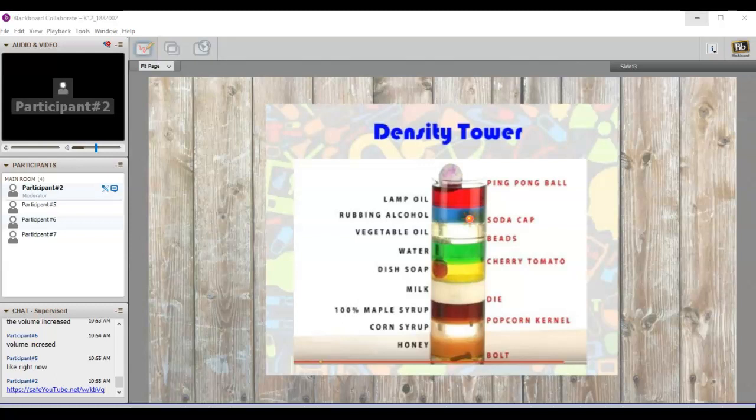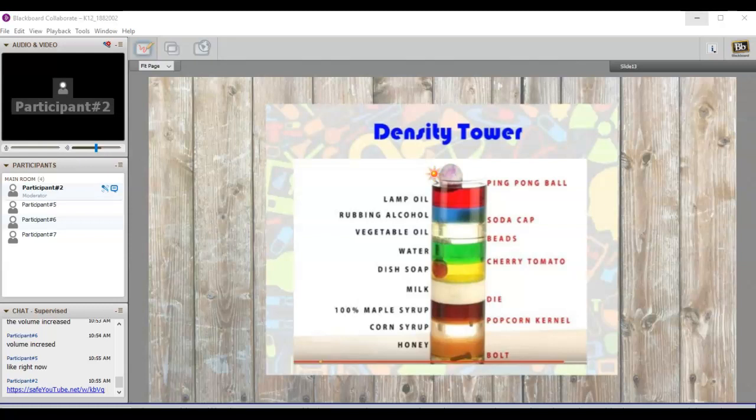A cherry tomato, dish soap, milk. Die is like one dice, that you use to play games. One by itself is called a die. And then maple syrup, popcorn kernels, corn syrup, honey, and at the very bottom is a bolt. All right, so if we're looking at these layers, we know that the heaviest things are at the bottom and the lightest things are up at the top. Okay, so they arrange themselves by their density.